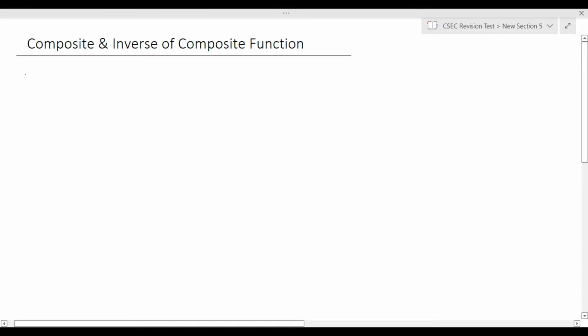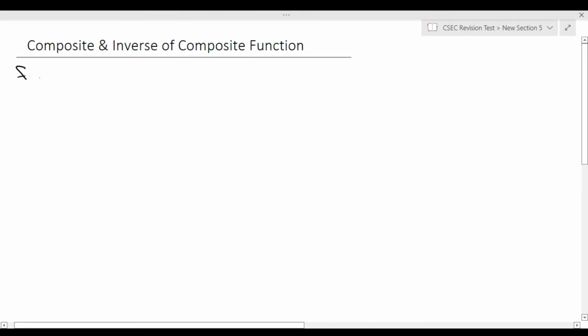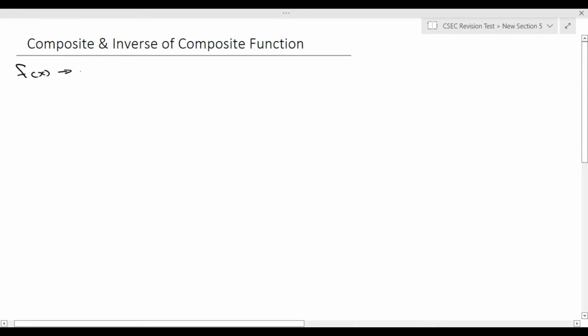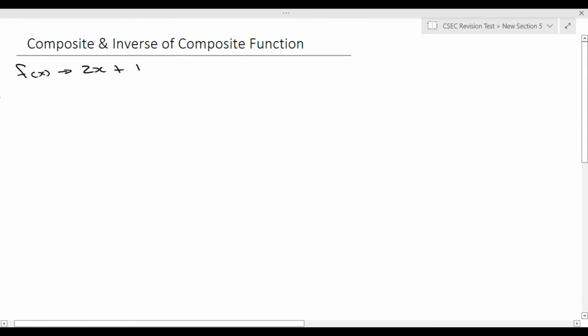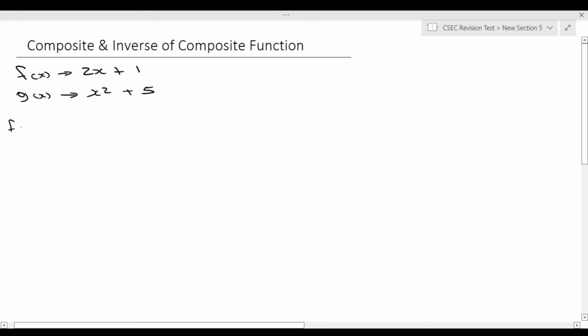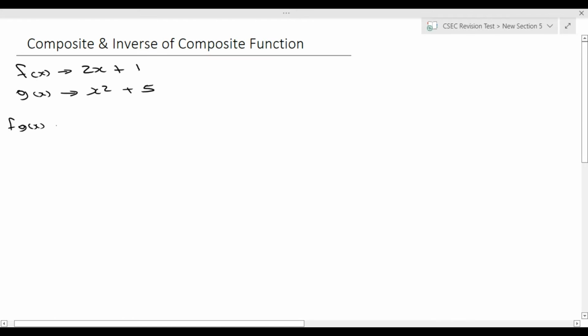In our topic today, we'll be looking at composite functions and the inverse of a composite function. We're going to start off with two functions, and then we're going to find the composite of them and the inverse as well. So we have our function f and our g function, and we are asked to find f of g.